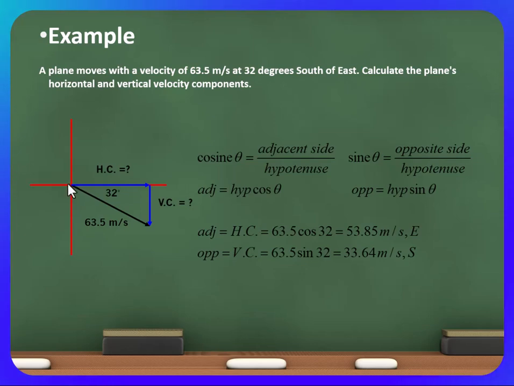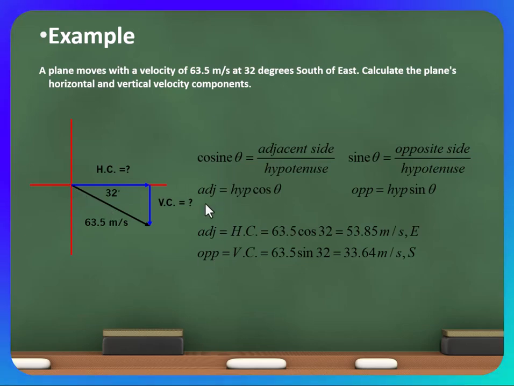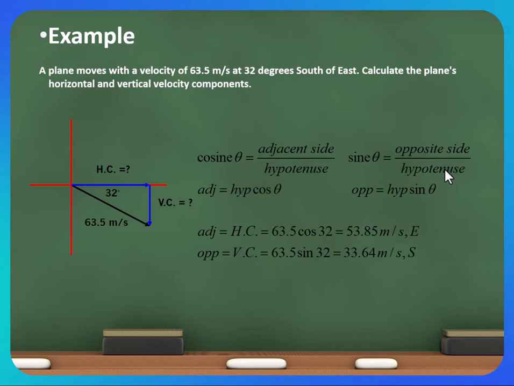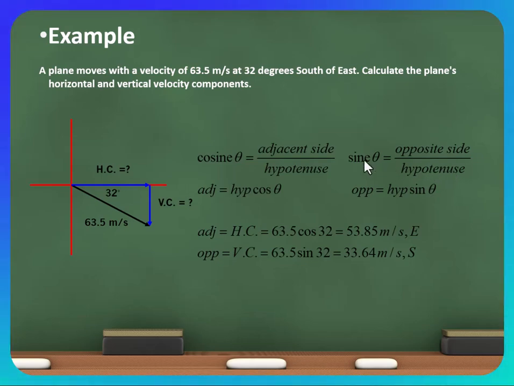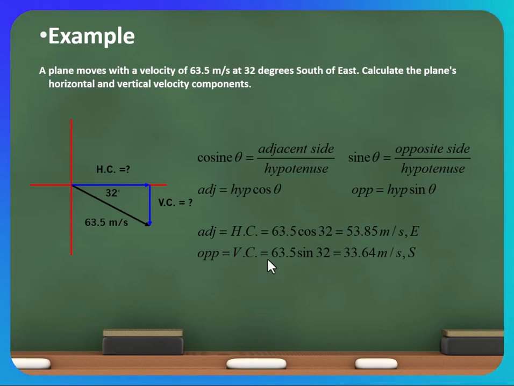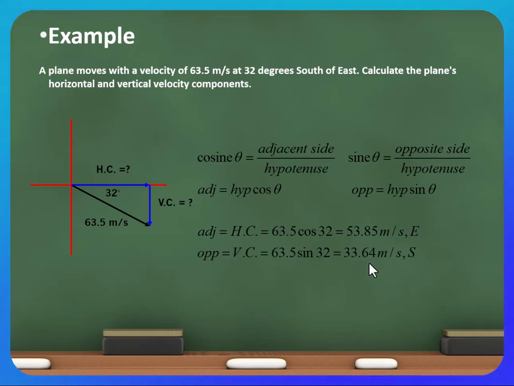second east. And then for the opposite, we're going to use the sine. So we have 32 degrees here, the opposite over hypotenuse. So we know the hypotenuse, we know theta, so I'm going to multiply both sides by the hypotenuse and get opposite equals hypotenuse times sine of theta. Okay, put that in your calculator and you'll get 33.64 meters per second south.